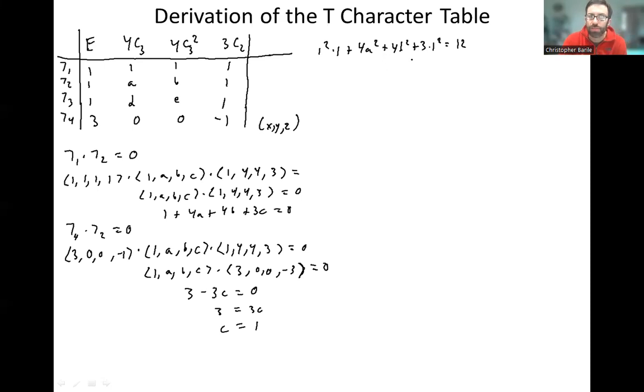Okay, so let's simplify that now. We end up with 4a squared plus 4b squared, we can factor out a 4, plus 3 equals 12. So 4 times a squared plus b squared equals 12 minus 3 minus 1, which equals 8. So we get a squared plus b squared equals 2, actually. We divide 8 by 4.